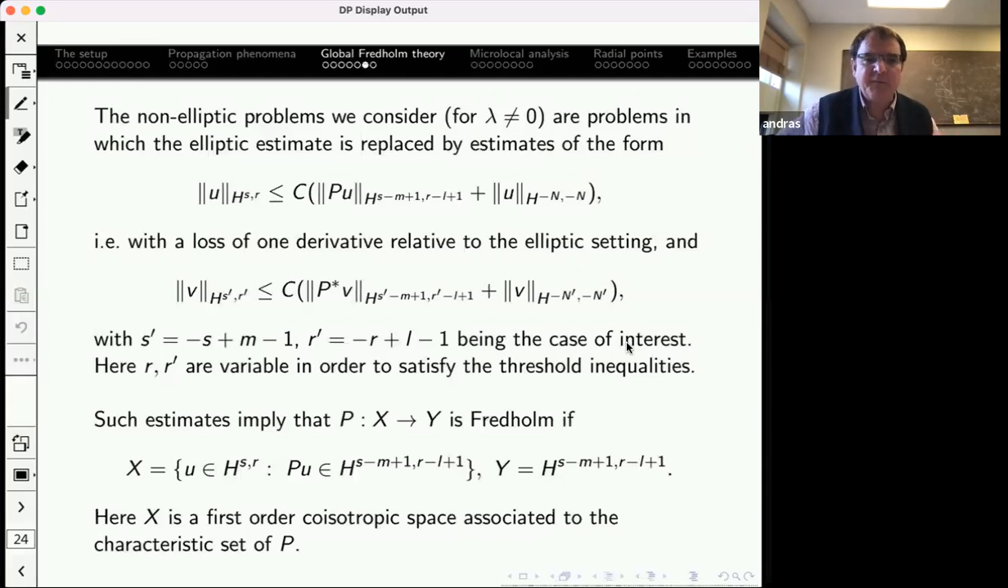So for these non-elliptic problems, though, for non-zero lambda, the elliptic estimates are replaced by these weaker estimates, where the difference is that now you added a decay order because you are working in a non-compact case. So that's one difference. A more serious difference, perhaps, is that rather than going from s to s minus m and r to r minus l, where l is going to be the decay order, so it's 0 for the box minus lambda, rather than just going from s to s minus m, I went from s to s minus m plus 1. So there's a loss of one derivative that's usual for propagation estimates.